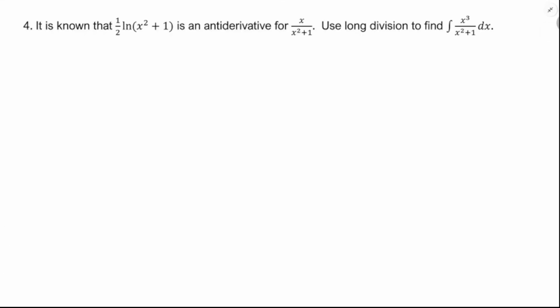All right, it is known that 1/2 of the log of x squared plus 1 is an antiderivative for x over x squared plus 1. That must be something that will be helpful to me later. Use long division to find the integral of x to the 3 over x squared plus 1.